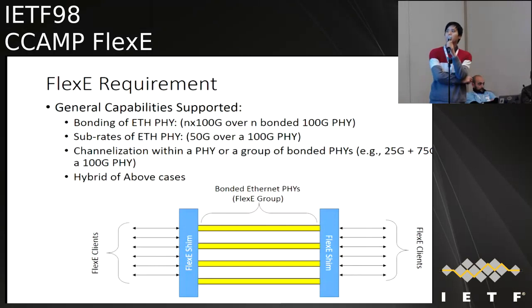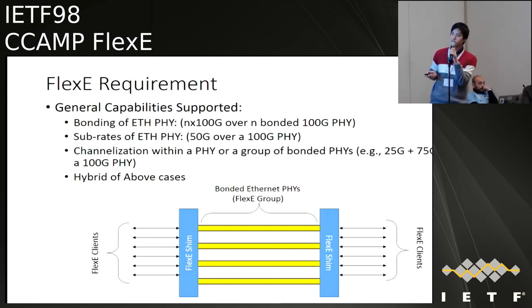So Flex Ethernet proposed a high level requirement to support a kind of PHYs. And these PHYs can either be a bonding of Ethernet PHYs, saying that it can be N by 100 giga, or subrates, which means less than 100 giga PHY. They can also be a combination, which we call channelization within a PHY, to say different subrates combined together within a single PHY, or even we can allow the hybrid of the above three cases to be carried in the same channel.